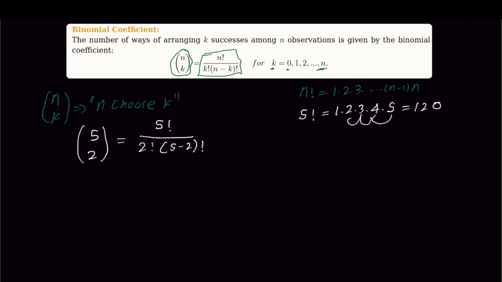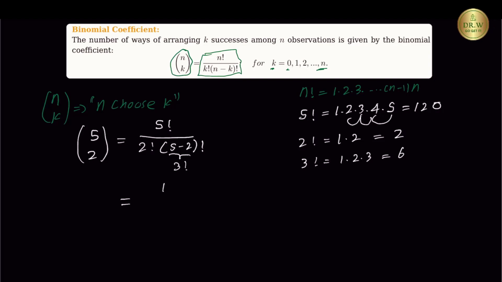Then go to the factorial 2. Factorial 2 is 1 times 2, that is 2. Then in the parenthesis, 5 minus 2 is 3, then factorial 3. What is the factorial 3? 1 times 2 times 3, that is 6. So we can write here these numbers 120, then divided by 2 times 6. So this is what? 6 times 1, 6 times 20, right? Then 2 times 1, 2 times 10. Answer is 10. So this is the 5 choose 2.